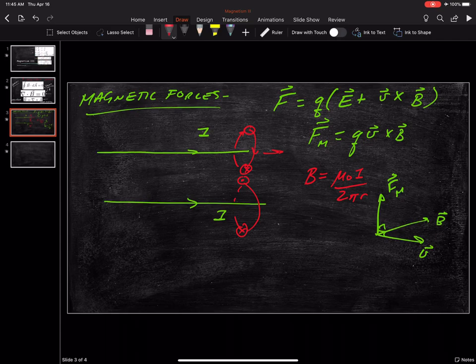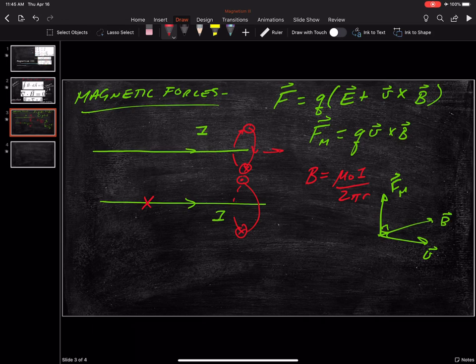So here's the thing. You've got these charges which are moving around in these wires. And so the top wire produces a magnetic field that acts into the screen at the position of the bottom wire. And the bottom wire produces a magnetic field at the position of the top wire that points out of the screen. Okay? So this is field from top wire and this is field from bottom wire.